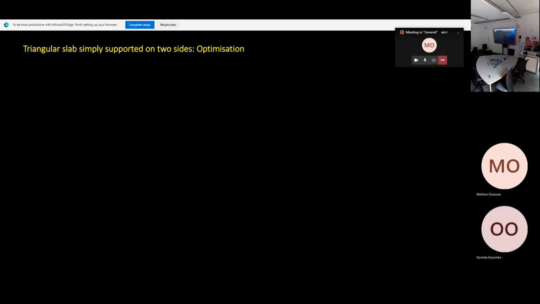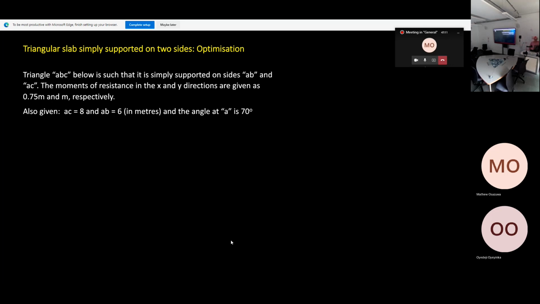Now the next example is a triangular slab. We have a triangular slab supported on 2 sides. This example is a little bit more tricky. The reason being, it's a triangle but not a regular triangle. It's an irregular triangle, so obviously the geometry is a little bit tricky. But I've decided to do this example because it's a good example to show you how to use optimization to solve a complex problem. Remember, you're doing an MSc, so you need to be challenged a little bit.